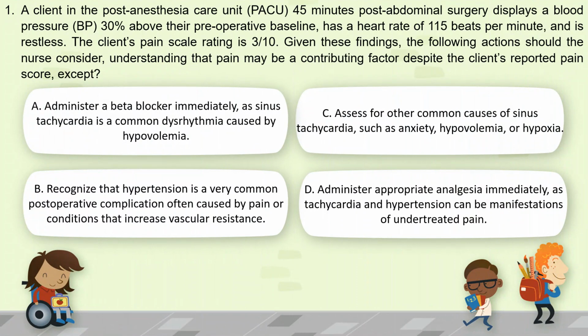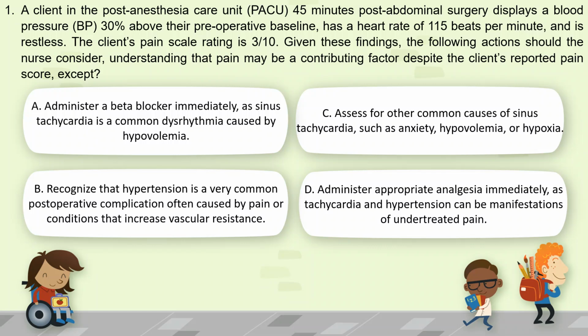When we talk about this one, the patient is 45 minutes post abdominal surgery. So the increase in the patient's blood pressure and tachycardia strongly suggests that there is an increased cardiac output, which can be caused by the presence of pain, also anxiety, or conditions that increase vascular resistance. The presence of sinus tachycardia is commonly caused by anxiety, pain, and hypovolemia or hypoxia. Even if the patient reported a pain scale of 3 over 10, which is very low, up to 75% of postoperative clients may actually be untreated for pain, making analgesia administration a relevant action.